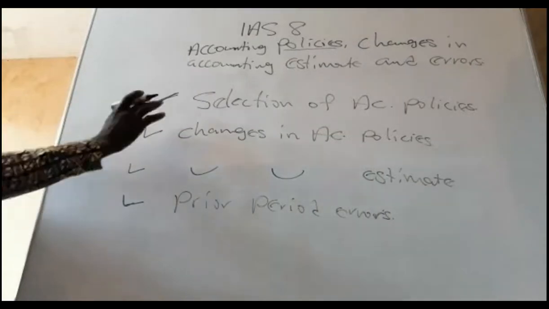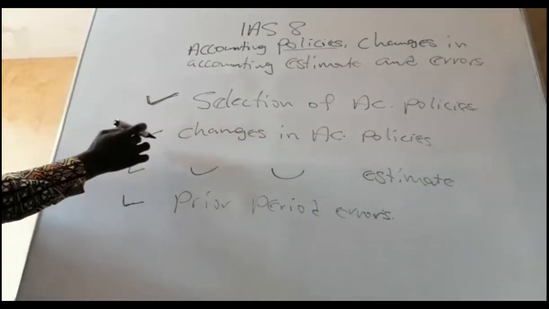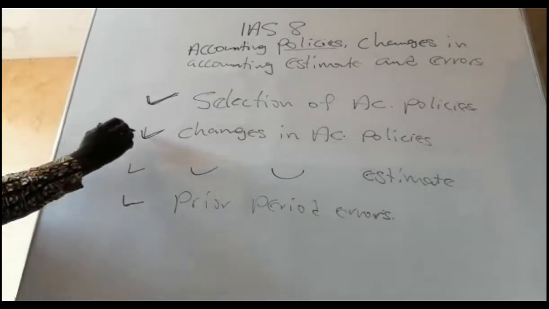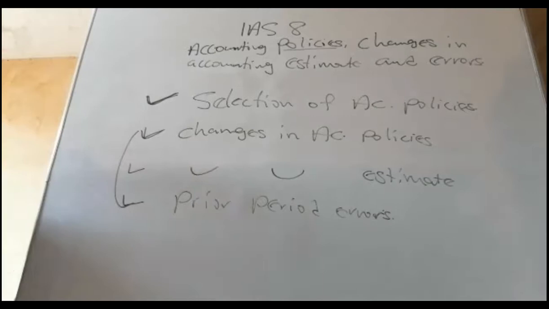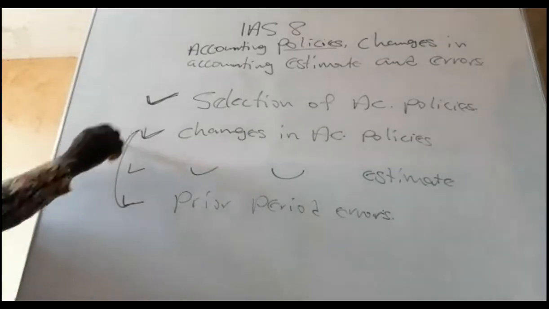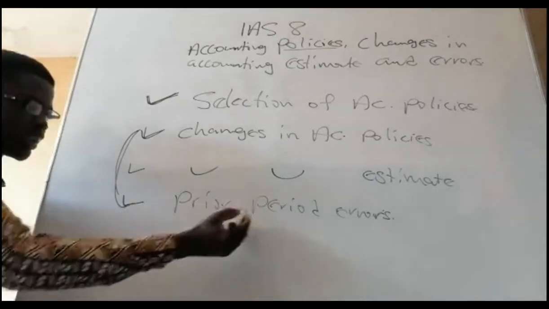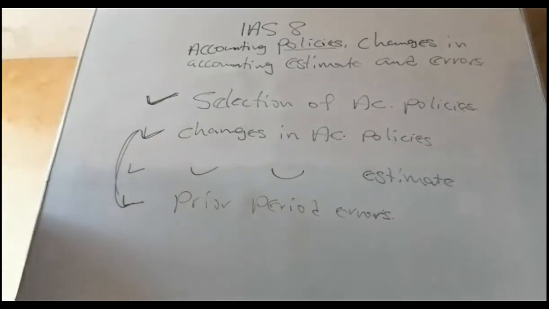I'll talk about the selection of accounting policy first. And when we are done, I'll take 2 to 3 minutes and then we come and pick each of them. The issue has to do with these 3. If you don't understand IAS 8, how do you treat changes in accounting policy? How do you account for changes in accounting estimate? And how do you correct all the prior period errors? So that is it.